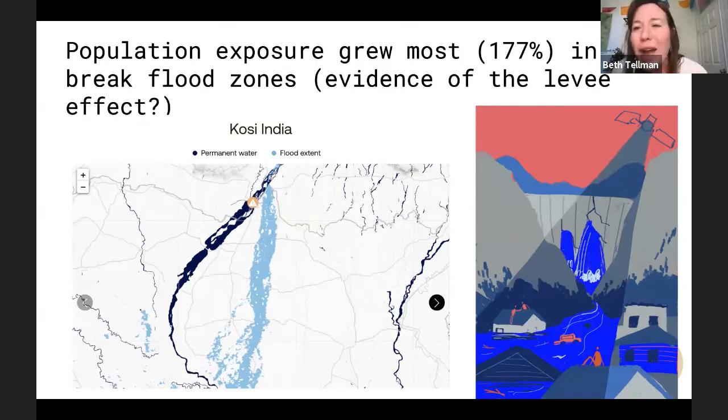Another really shocking trend is that where we found population growing the most was in these dam break flood events. Hydrologists call this the levee effect. What often happens is we build levees and dams and infrastructure, and then people feel safe. Land values go up, people start moving into the floodplain. But if that dam isn't kept up and it breaks, it's devastating. This is an example of one such devastating event where thousands of people died in 2008 in Kosi, India.